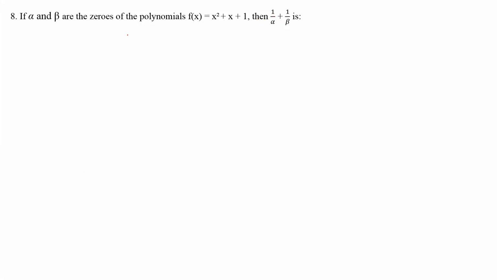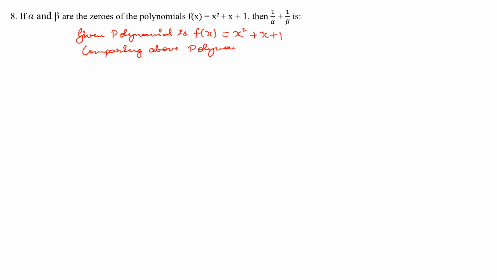Okay, so here some people were saying, sir, its factors are not coming. Fine, factors are not coming, no problem, you can use the concept of sum of zeros and product of zeros here. So first we will write the given polynomial. The given polynomial is f of x which is equal to x square plus x plus 1. Okay, so comparing the above polynomial with the general form, we will get the values of a, b and c.